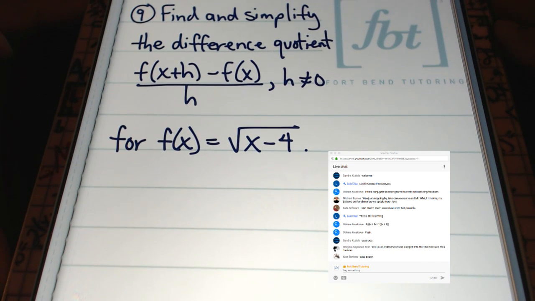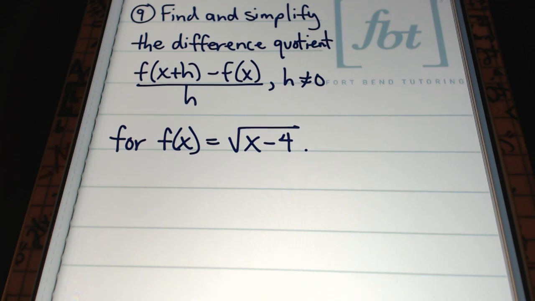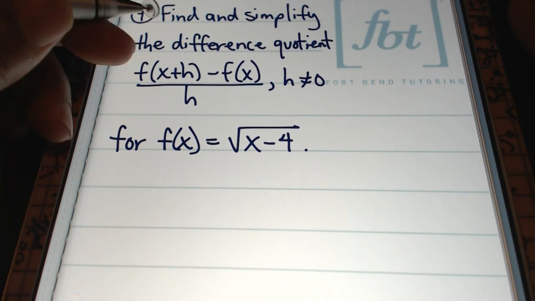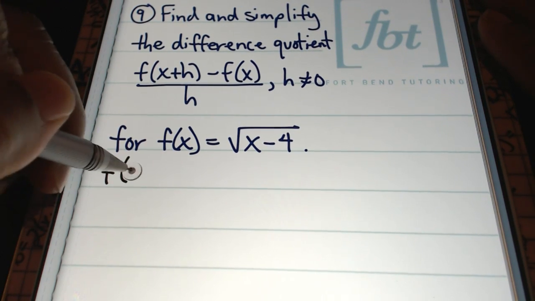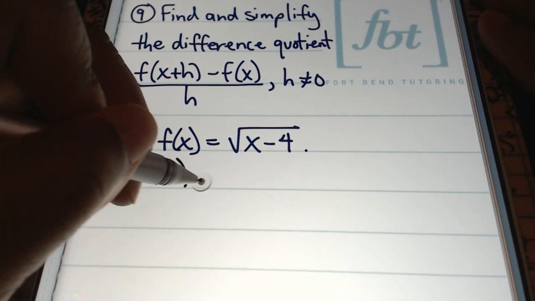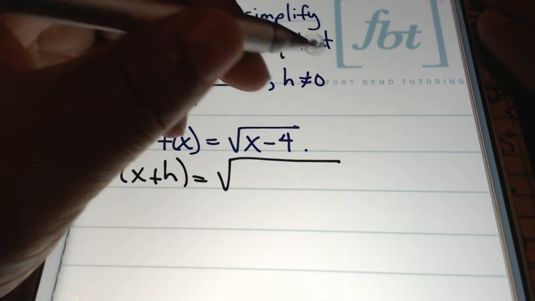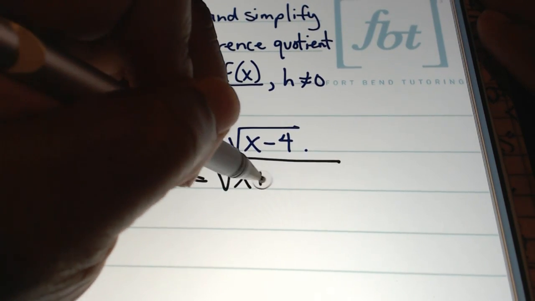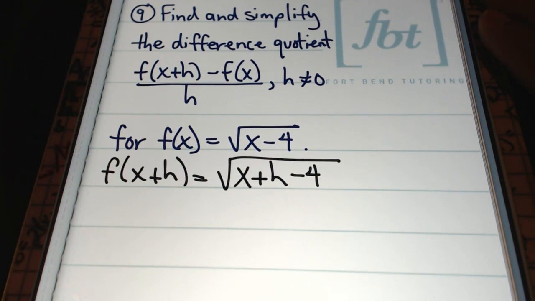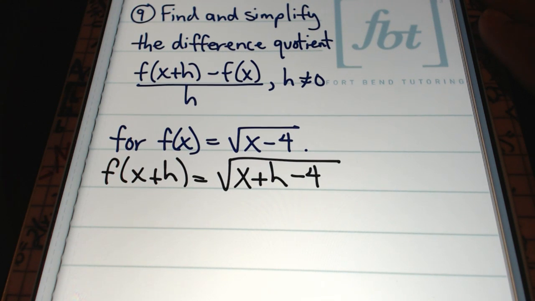We have now problem number 9, guys. Let's see if this problem will also be easy peasy, as Alex says. We're going to have the f of x plus h value. We'll be replacing that x with x plus h, so you end up with the square root of x plus h minus 4. Then plugging this into the difference quotient. Obina says, well, there's no way to simplify it.